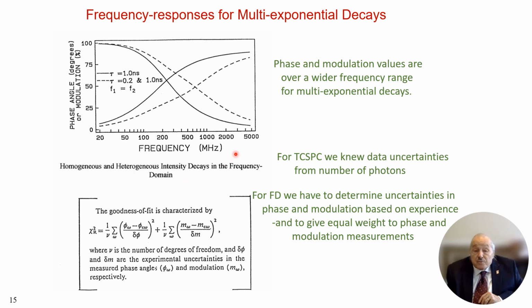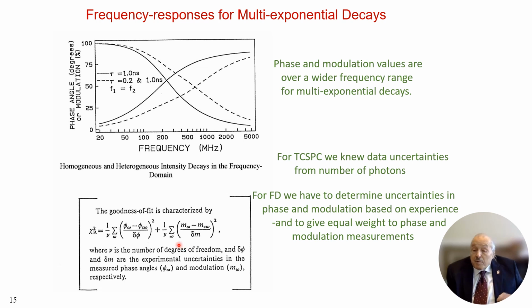So how do we do this fit? Well, we do it just like we did in time-correlated single photon counting, where we look at the deviations of the decay for any model. So if we assume a double exponential model, we'll get a very good fit. Now let's look at the goodness of fit parameter, the chi-squared.